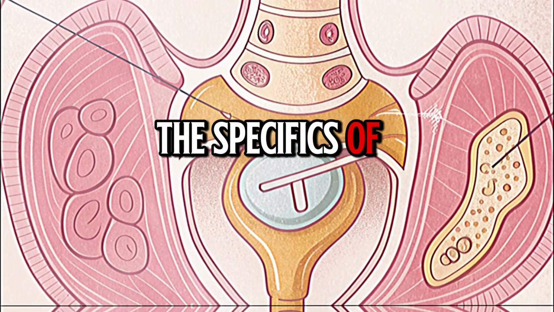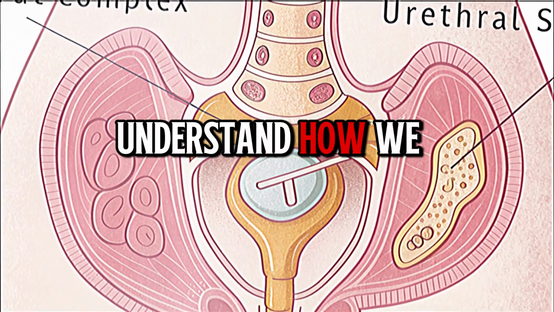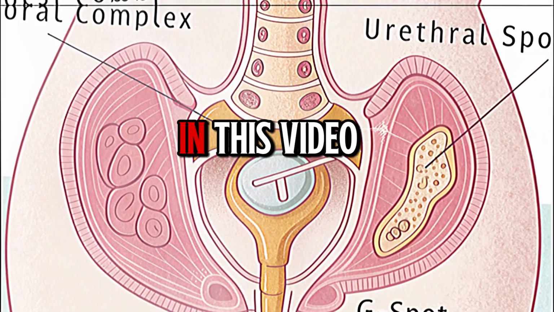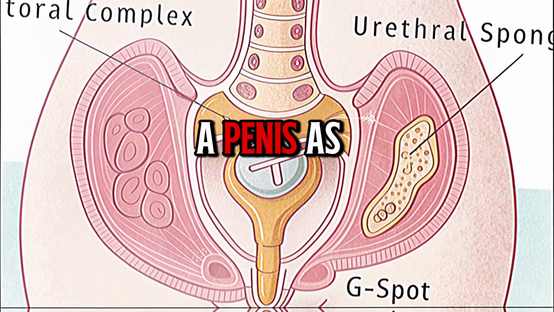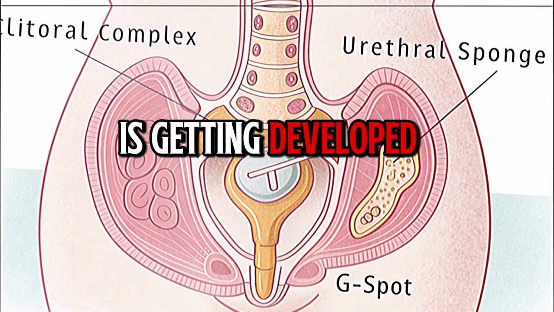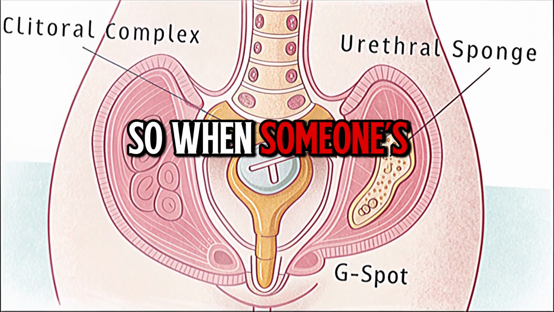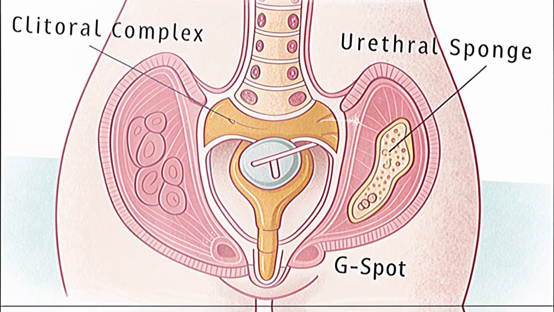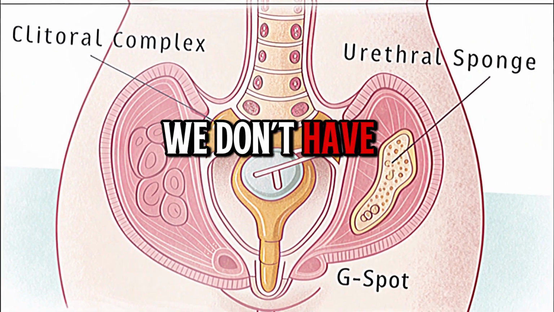The specifics of anatomy, it's important to understand how we develop. For simplicity's sake, in this video, I'm going to refer to anybody with a penis as a male, anybody with a vulva as a female. When a fetus is getting developed in the uterus, so when someone's pregnant and their baby is developing, during the first 8 weeks, we don't have any genitals.